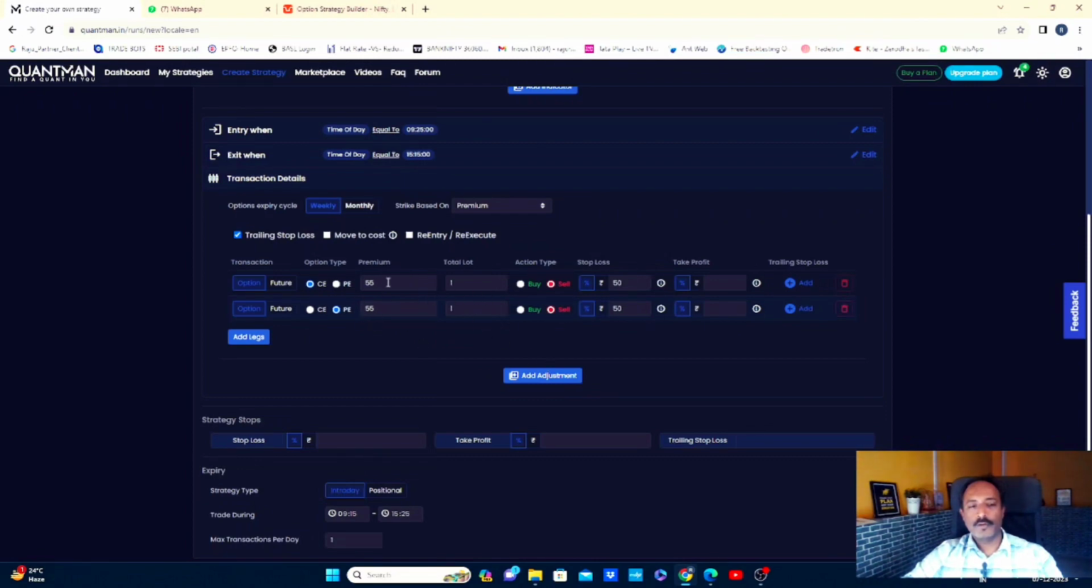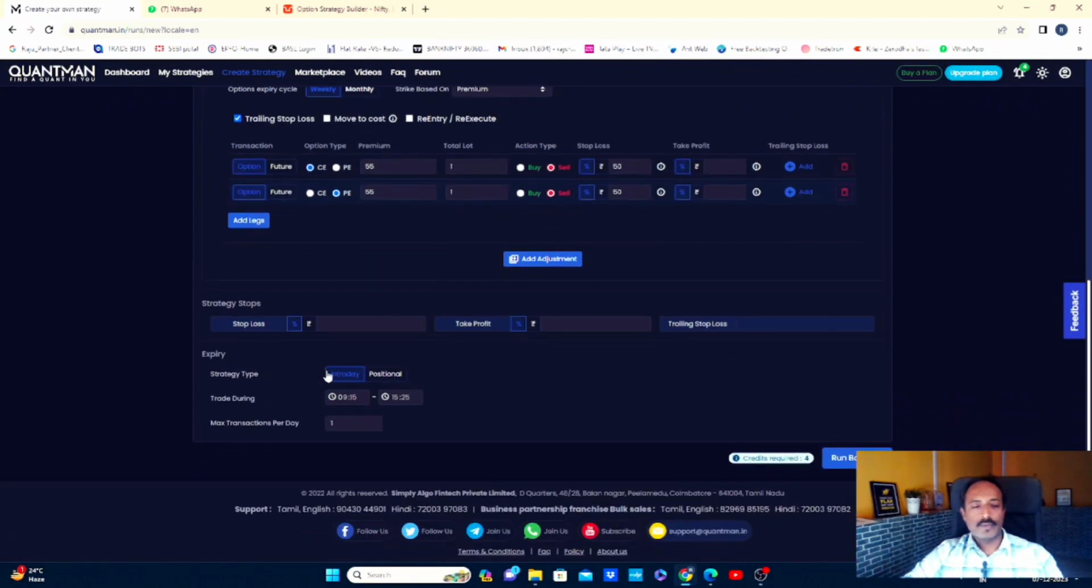Almost 25, 25 plus 27.5 will be the stop loss if it is going above this one. Okay, you can keep an overall strategy stop loss and take profit. We can keep the take profit whenever we get 70% of the premium or 60% of the premium. Overall stop loss, we have already defined in the individual. Here we can give move to cost.